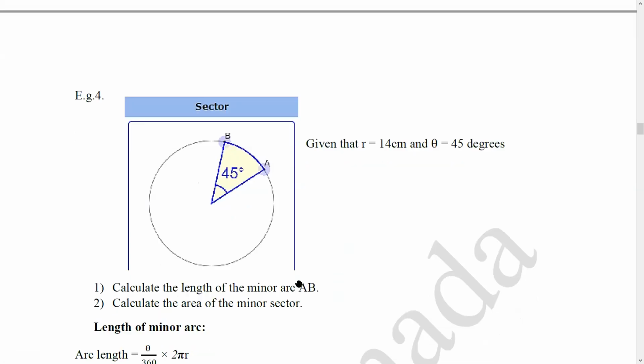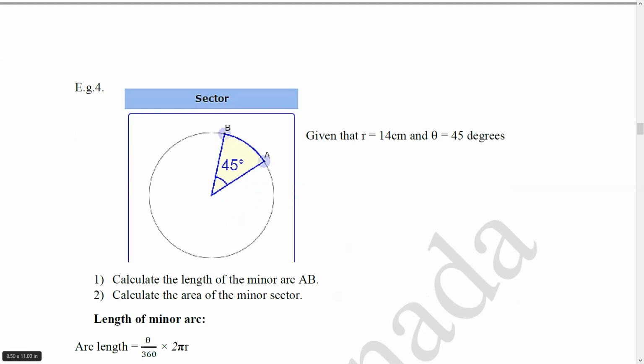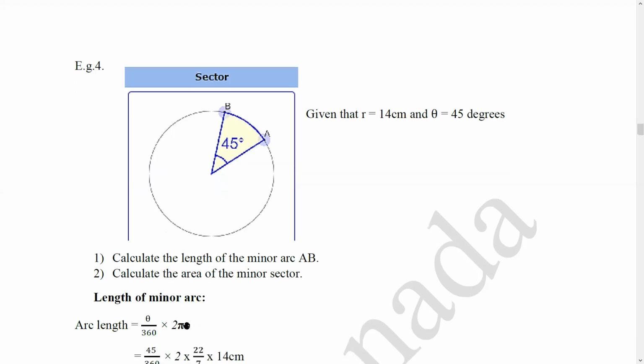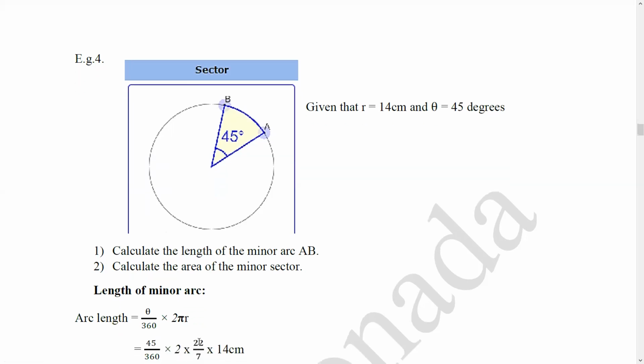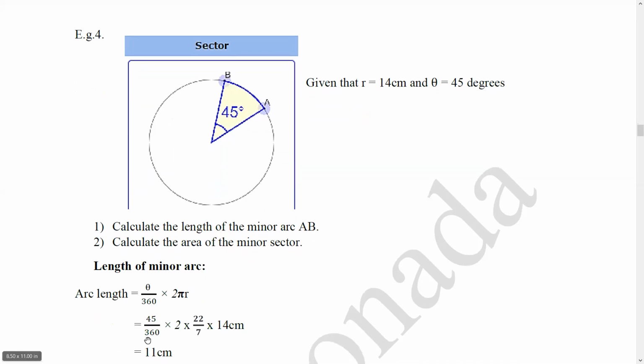So let's see. The length of the minor arc, again, is a stated formula. So arc length is theta over 360 by 2 pi r. So we know theta is what? Anybody can tell me what is theta? 45 degrees. Yes, Emily, 45 degrees. So 45 over 360 by 2 by pi, which is 22/7, by r, which is 14 centimeters. All of this, if you put it into a calculator, you will get 11 centimeters. So the length of this minor arc is 11 centimeters. All right?